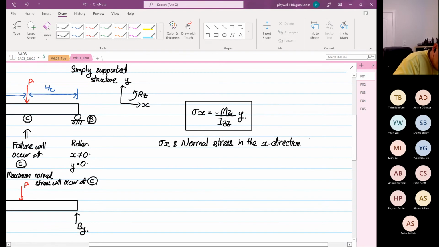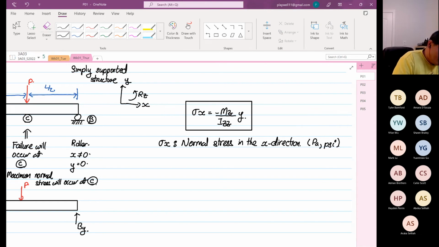So our units can be in Pascal or pounds per square inch, PSI. I want you all to get used to both SI and imperial units because it's Canada. Okay, we work with everyone and anyone.